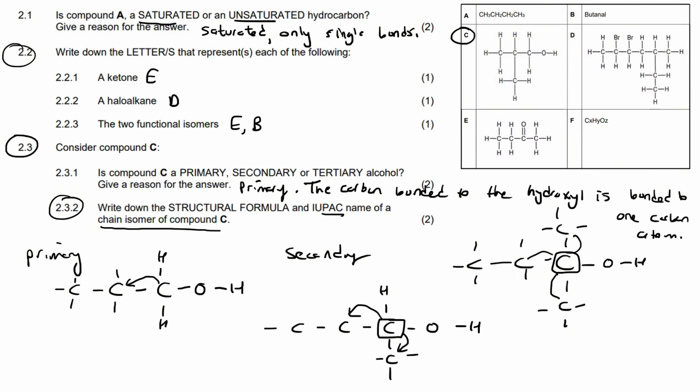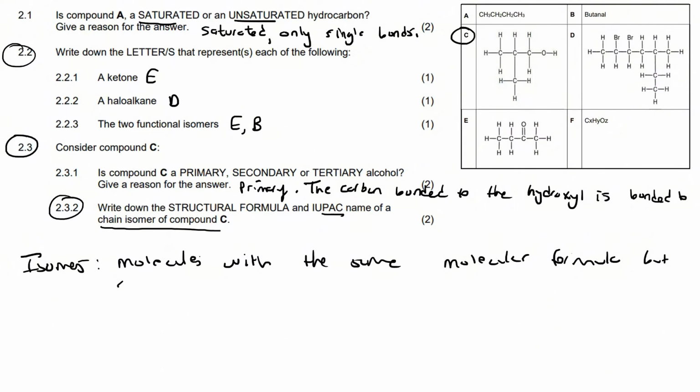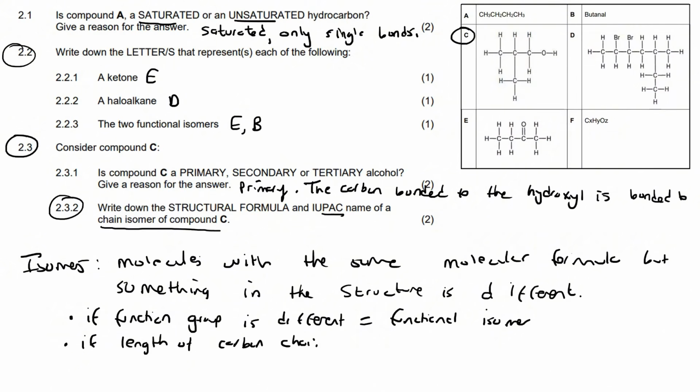Okay, this one over here says, write down the structural formula and IUPAC name of a chain isomer of compound C. So remember once again, what are isomers? Well, molecules with the same molecular formula, but something is different in the structure. If the functional group is different, then we call it a functional isomer. If the length of the carbon chain is different, then we call it a chain isomer.